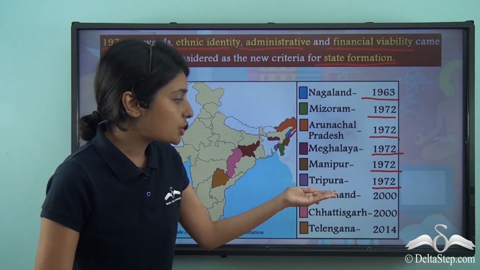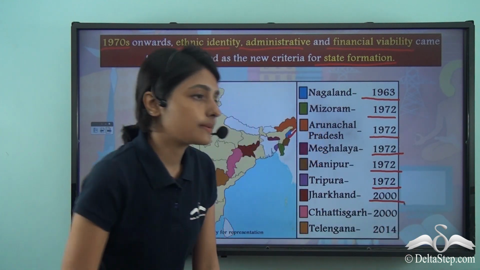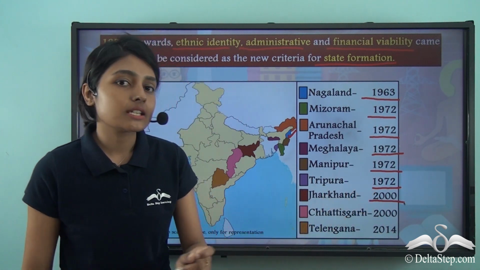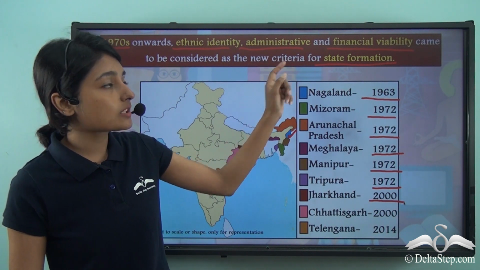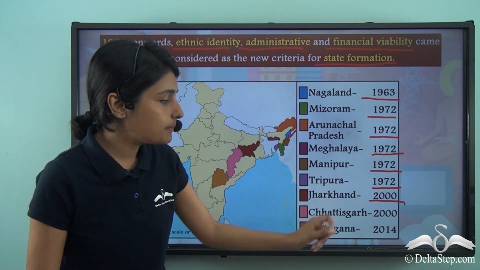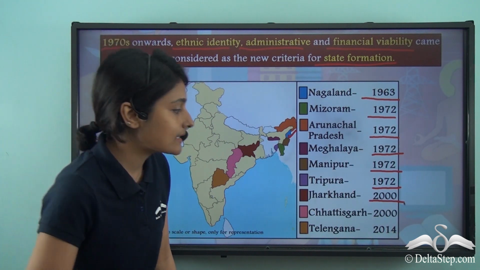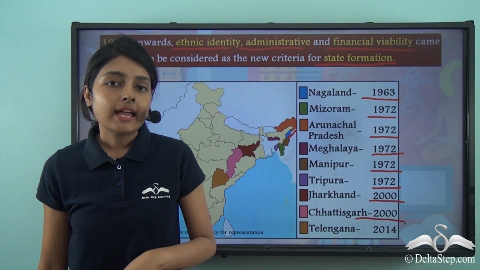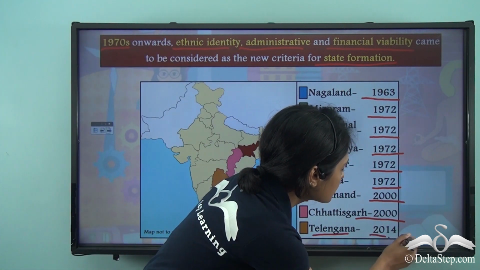And then Jharkhand was made from Bihar in 2000. Bihar got broken up and Jharkhand now became a new state in 2000 from Bihar. Now this was done because of administrative reasons as well as financial viability. Likewise, in the same year, Madhya Pradesh also got broken up and Chhattisgarh emerged as a new state. So Chhattisgarh was formed in 2000. And then we finally have the new state Telangana that was formed in 2014.